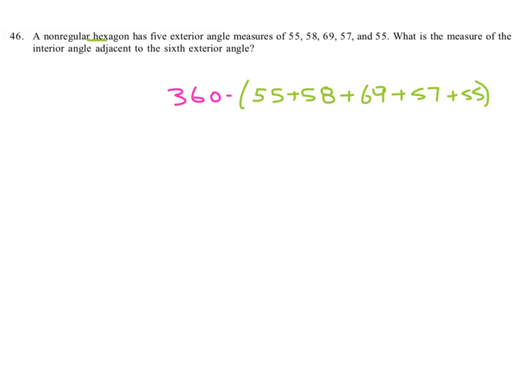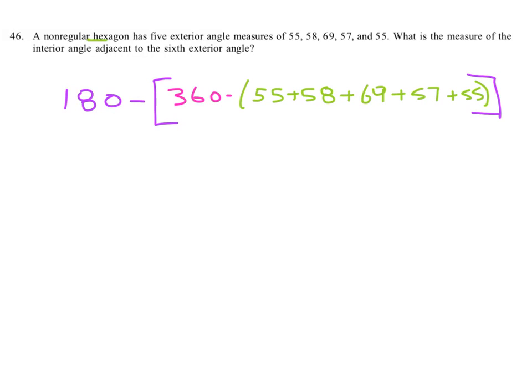Once we know what that angle is, we can say, okay, oops. Now that I know what that angle is, I can take that amount, and since it forms a linear pair with the interior angle, so we would say 180 minus whatever that 6th exterior angle is.